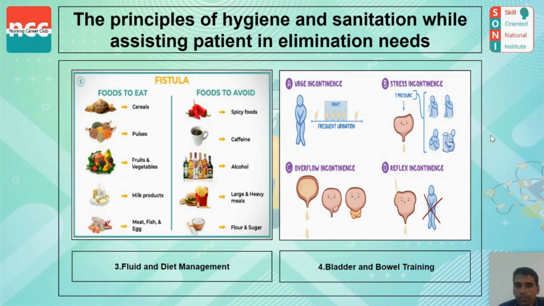Now we will talk about fluid and diet management. What about our fluid and diet management? Foods to eat: cereals, pulses, fruits and vegetables, milk products, meat, fish and egg. Foods to avoid: spicy foods, caffeine, alcohol, large and heavy meals, flour and sugar.